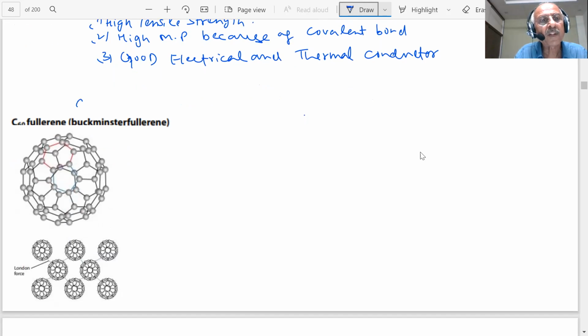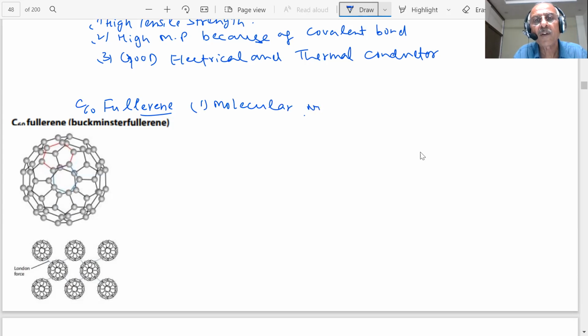C60. This is our C60. Fullerene is another important allotrope of carbon, and you can see there are 60 carbons in this. This is molecular, not a giant structure. But the molecule has how many carbons? It consists of individual molecules.